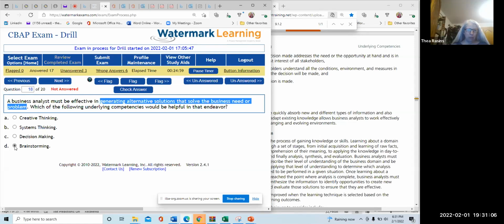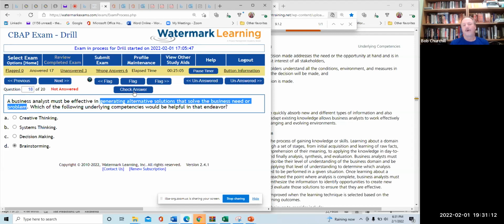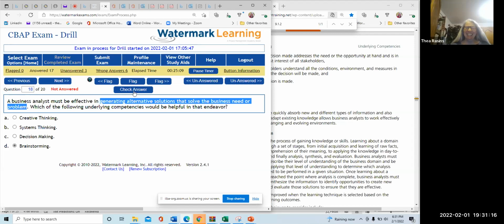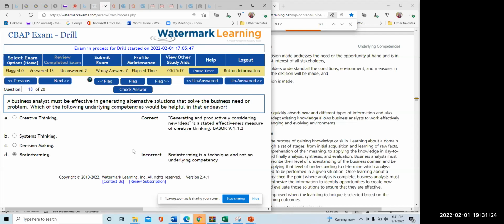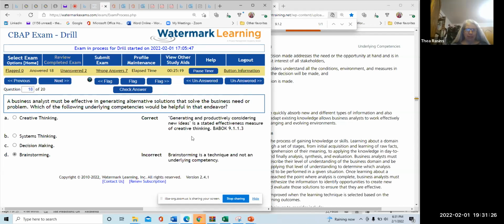Okay, you want brainstorming? Uh-huh. You want brainstorming? Yeah, brainstorming. Okay. The answer is creative thinking. Generating and considering new ideas is a stated effectiveness measure of creative thinking.